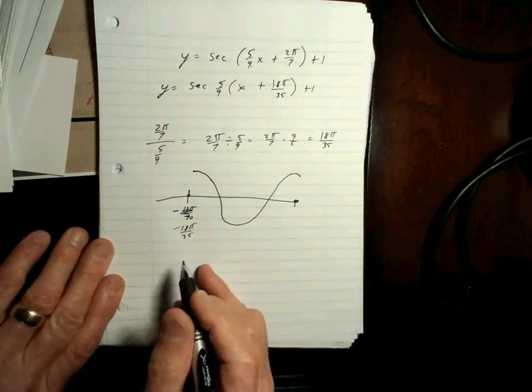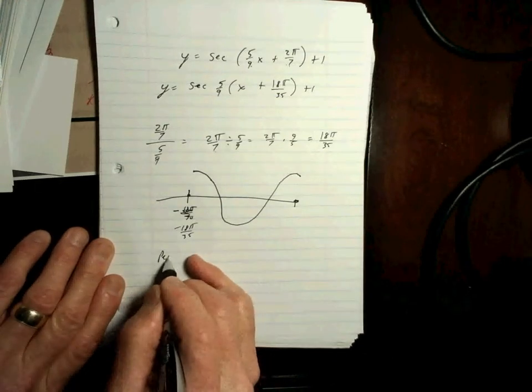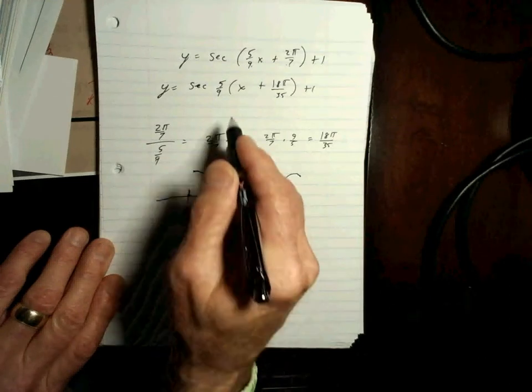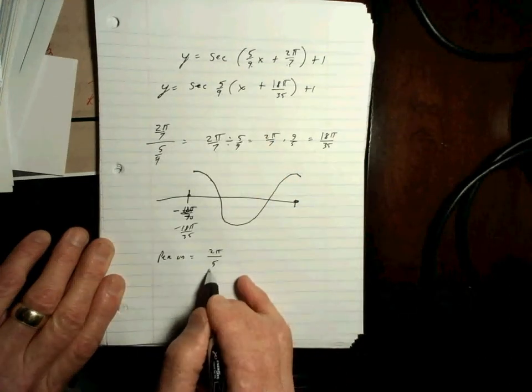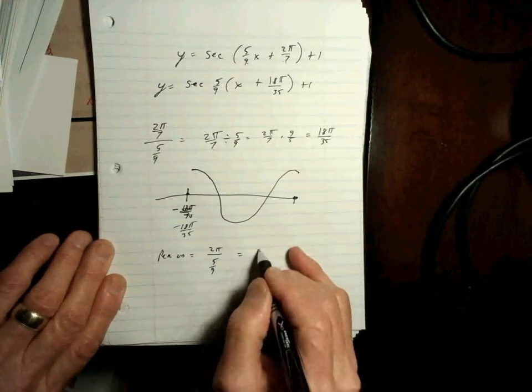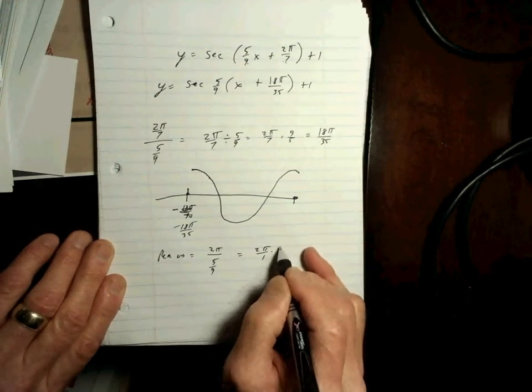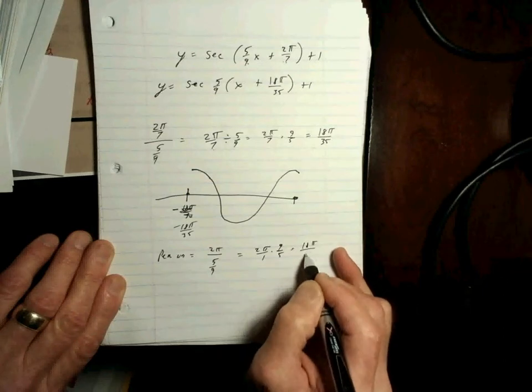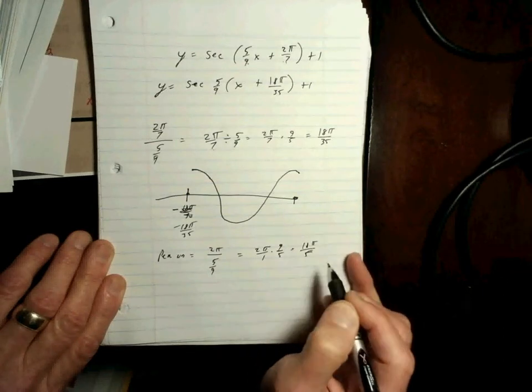My period is equal to 2 pi over 5/9. So that would be equal to 2 pi over 1 times 9 over 5, which gives me 18 pi over 5 as my period.